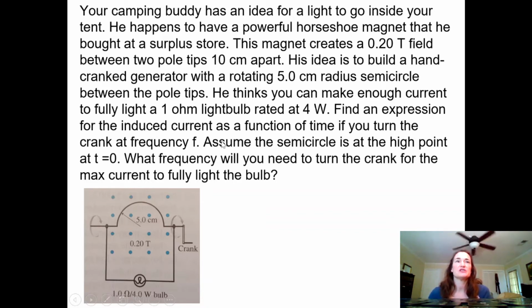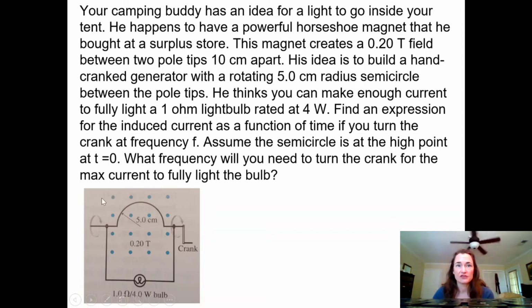Find an expression for the induced current as a function of time if you turn the crank at a frequency f. Assume the semicircle is at the high point at t equals 0, and what frequency will you need to turn the crank for the max current to fully light the bulb? Okay, so there we have it. Now, that's from our supplemental textbook, which is Knight, and it's in chapter 34. Now, associated with this problem is a figure shown here.